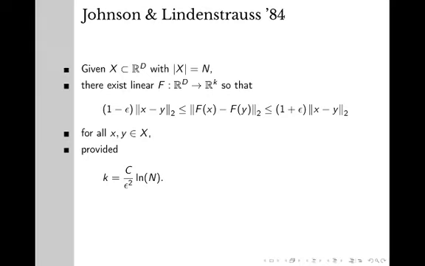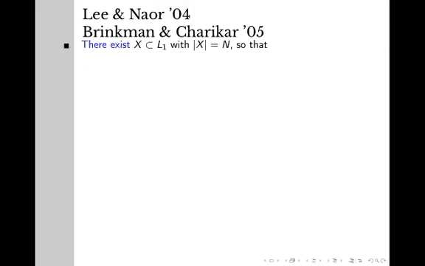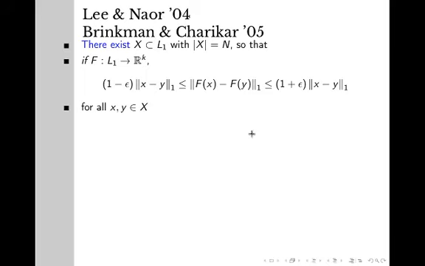People appreciate this lemma because no other geometric assumptions are made on the point set X. The 2 norm is a nice norm, and so is the 1 norm. So people have asked if there's an analogous result for the 1 norm. However, Lee and Naor in 2004 and Brinkman and Charikar in 2005 gave explicit examples of point sets equipped with the L1 metric, such that if there were such an F sending them down to R^k and preserving the 1 norm like so, even if the F were nonlinear, the target dimension k must grow roughly like the square root of the point set size. When n is large, this is a much larger target dimension than that of Johnson-Lindenstrauss.